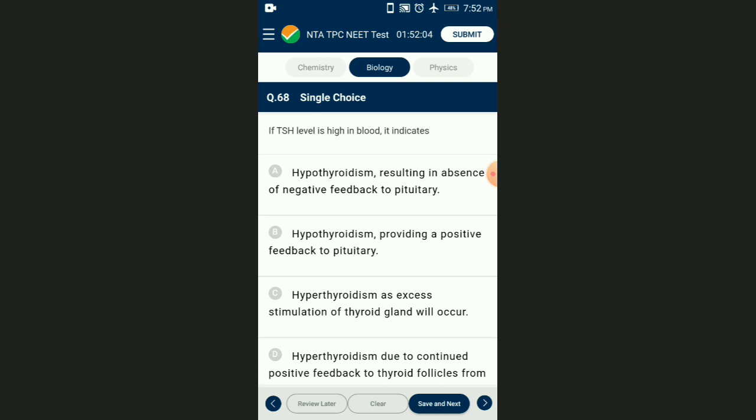Question number 68. If TSH level is high in blood, it indicates what? The level of TSH is regulated by negative feedback of thyroxine hormone. Hypothyroidism results in the absence of negative feedback to the pituitary. So the answer is option A.